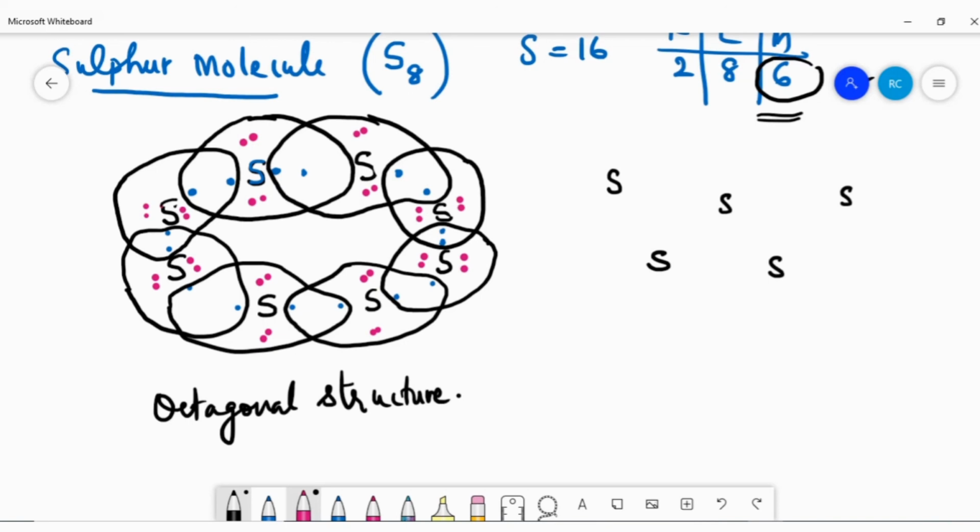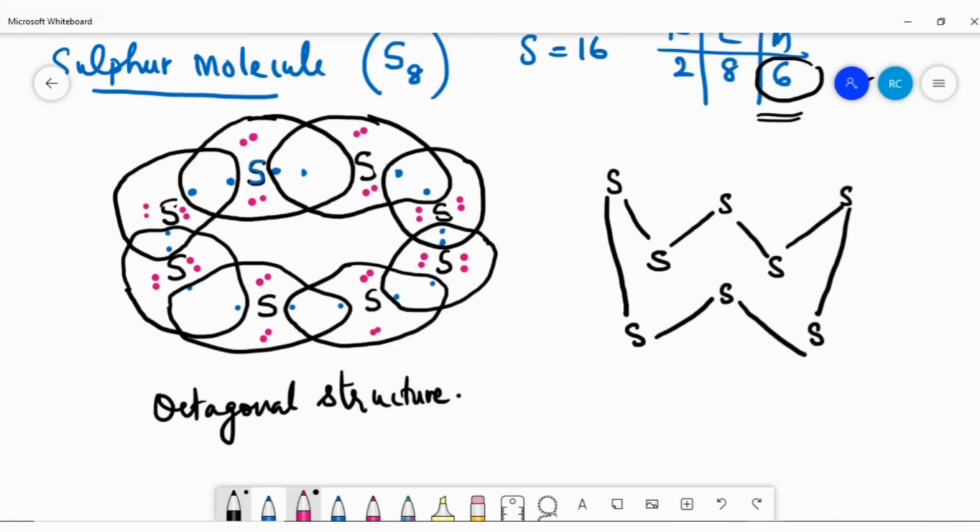First of all, you need to draw a single bond between each sulfur atom, and finally it will form a crown shape. So one, two, three. This is the fourth one. And the fifth one I am drawing down. Six, seventh sulfur atom. This is the eighth sulfur atom. This looks like a crown, so we name the shape crown shaped. Crown shaped S8 molecule.